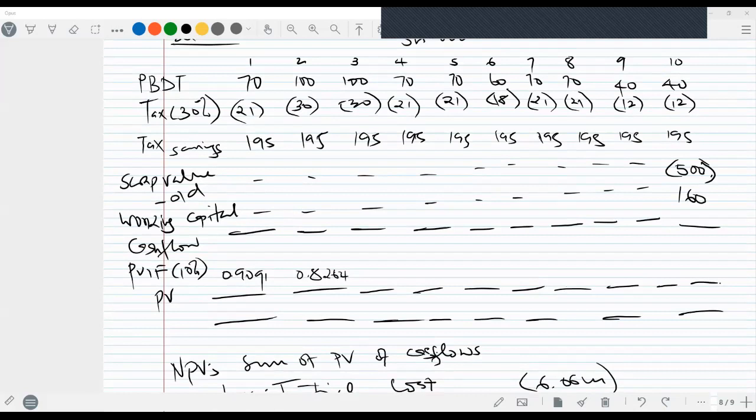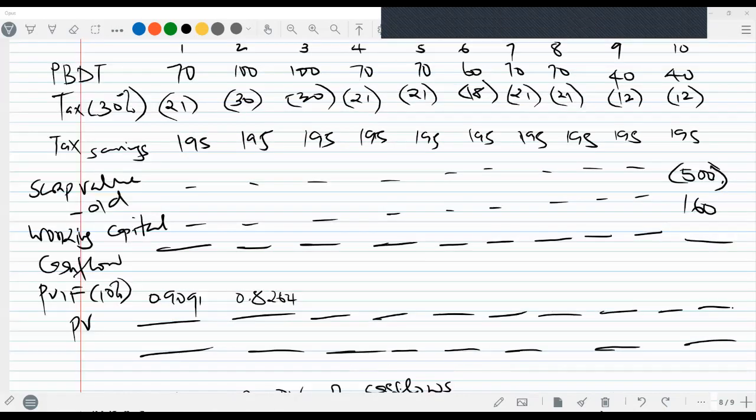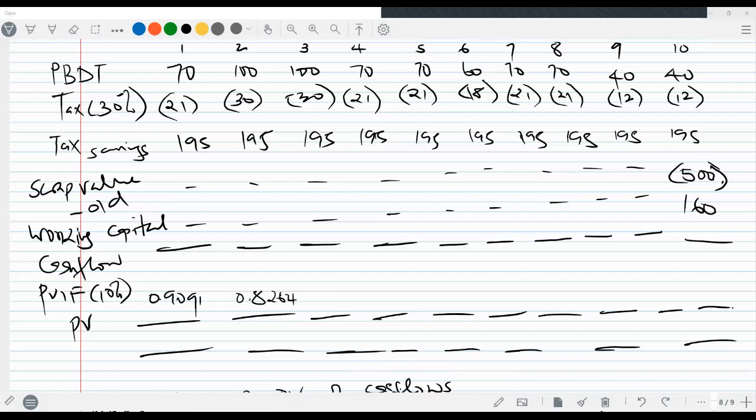Work it out. Year one, what is the cash flow for year one? Let's begin with year one. 244. Yes, okay, so year one is 244.